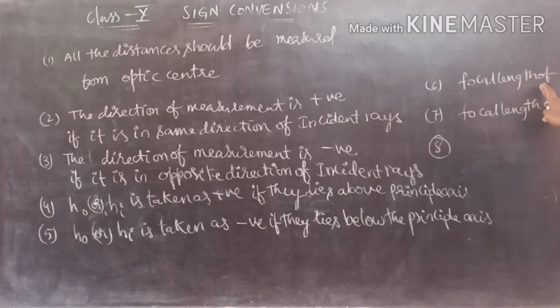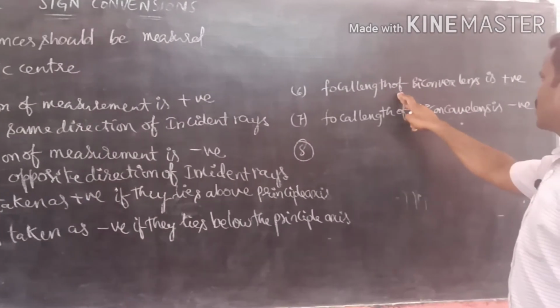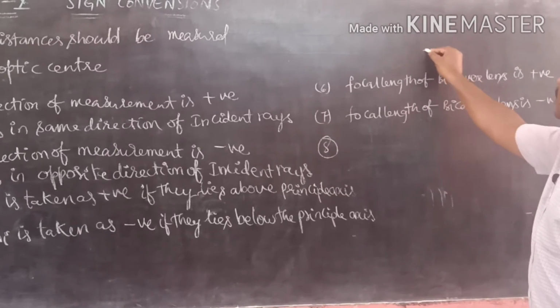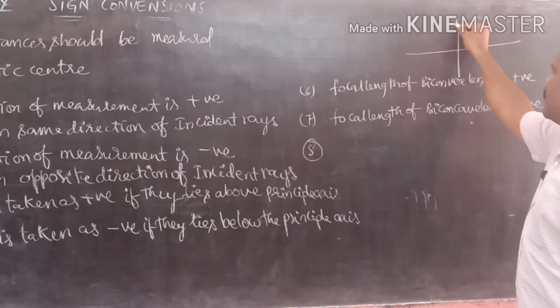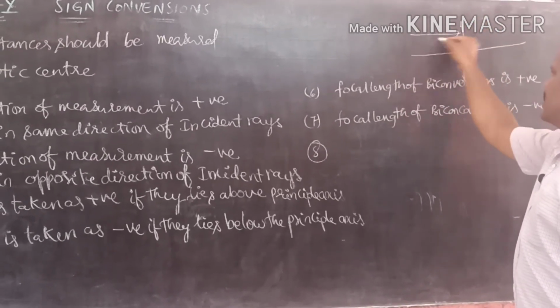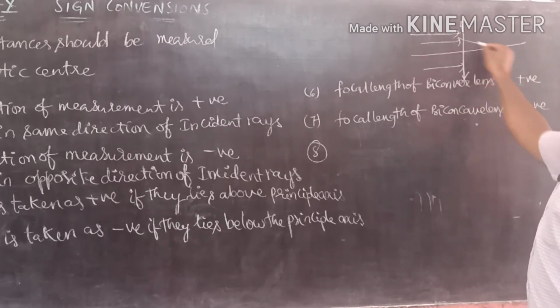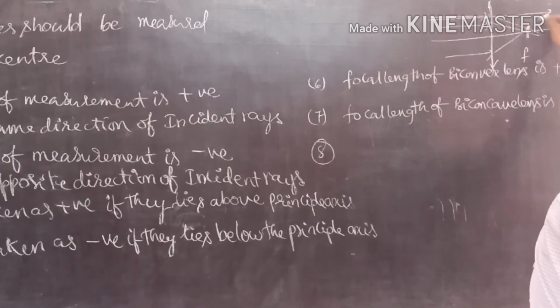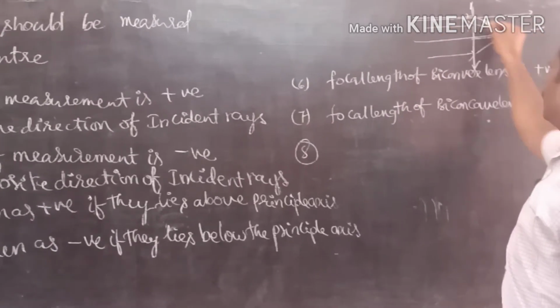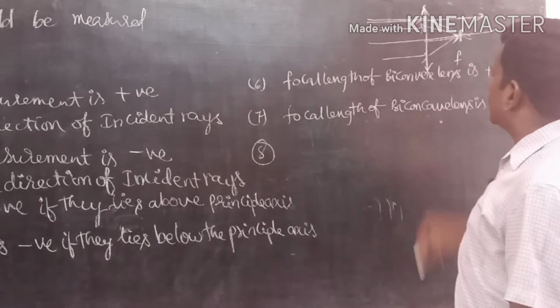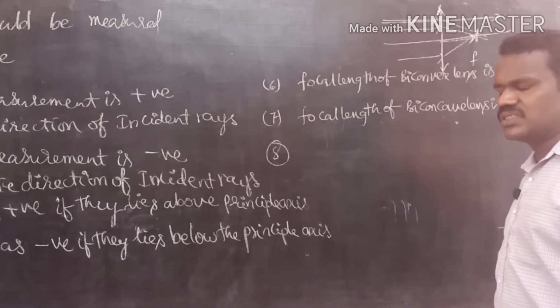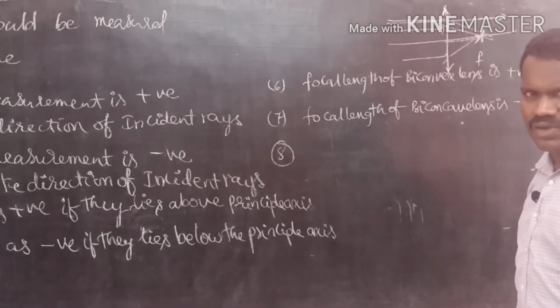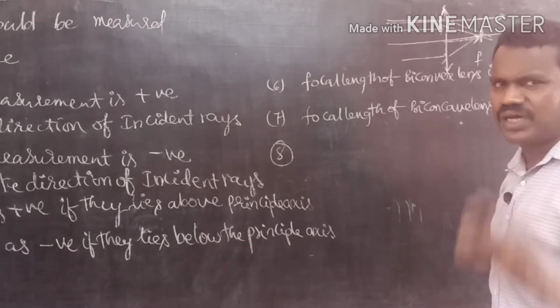Now, last but one point. The focal length of a biconvex lens is positive. Why? Because if the light rays of a biconvex lens travel like this and converge at this place, it means the direction of light rays and the direction of measurement, both of them are in the same direction. That is, the focal length of a biconvex lens is always positive.